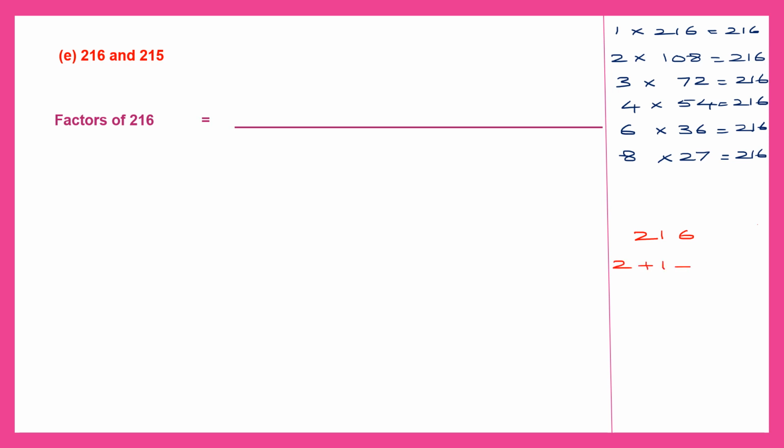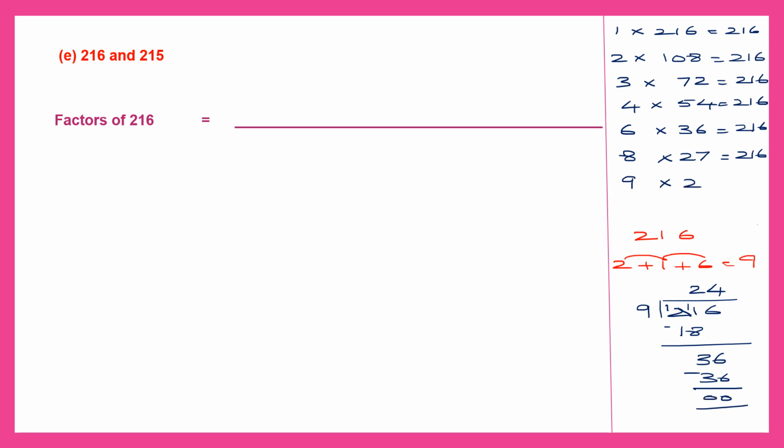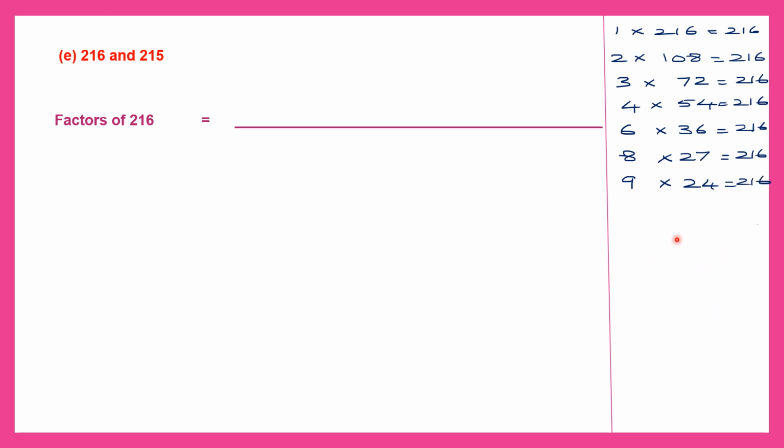Now is 216 divisible by 9? Let's do the test for 9. 2 plus 1 plus 6. 2 plus 1 is 3. 3 plus 6 is 9. Yes, 9 is divisible by 9, isn't it? So let's divide 216 by 9 and see. 9 twos are 18. We can write that here. 9 twos are 18, minus, borrow. So here it is 11 minus 8. That is 3. Bring down 6. Now 36. 9 fours are 36. And the remainder is 0. So 9 into 24 is 216. So as you can see, 216 has many factors.